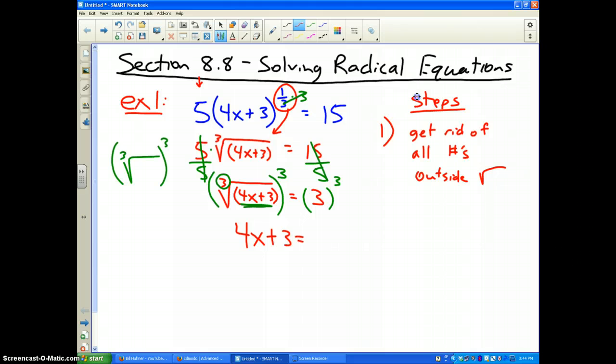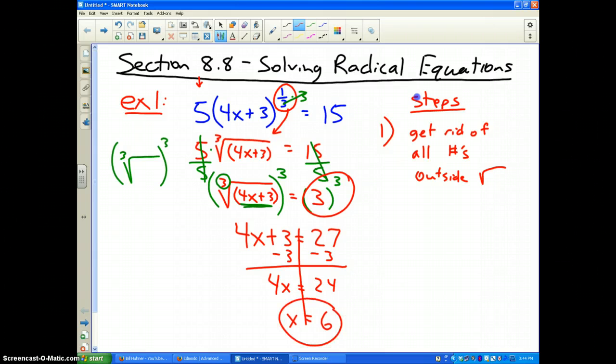4x plus 3 is equal to 3 cubed. That's 27. Oh, wow, nice problem. Now I can solve this. Minus 3 to both sides, I get 4x equals 24. And divide by 4, and I get x equals 6. So step 2, raise both sides to the power of the radical symbol.